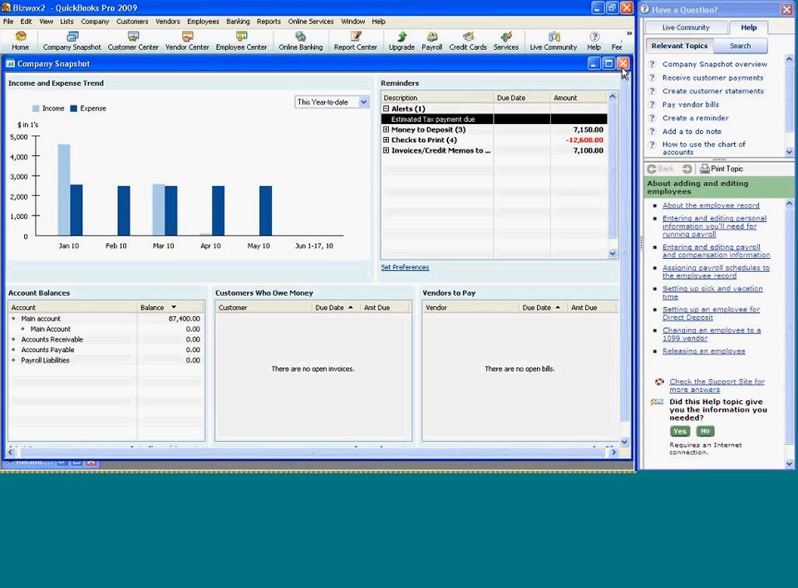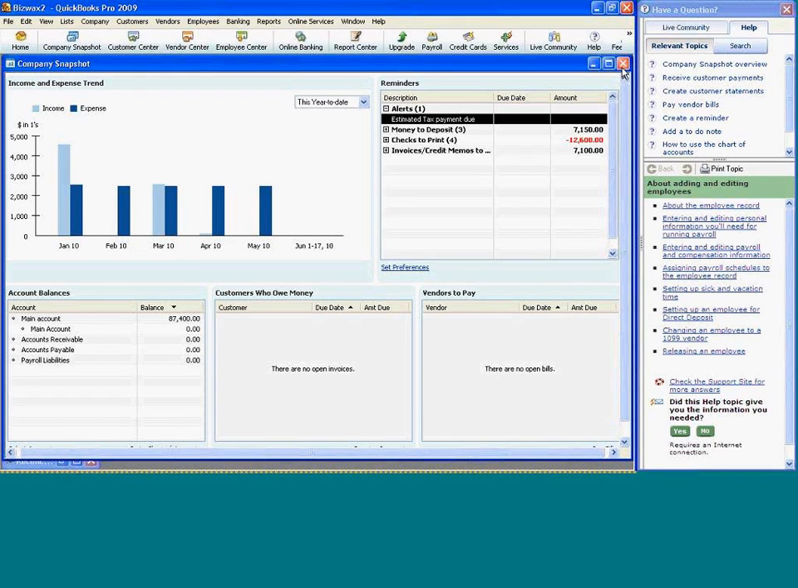The income and expense trend, the account balances, customers who owe us money, vendors to pay. And again, since we didn't add any income for February, March, April, May, we don't see too much money in there. We can change that next week and update that a little bit more. We'll go into credit cards and PayPal again next week. So that's the company snapshot.